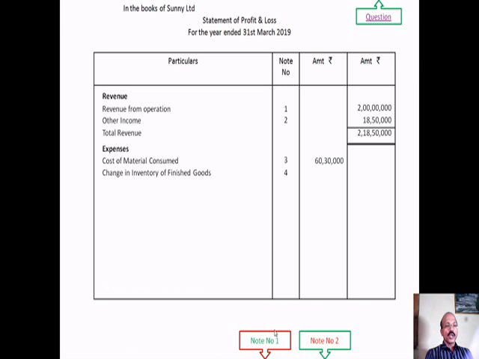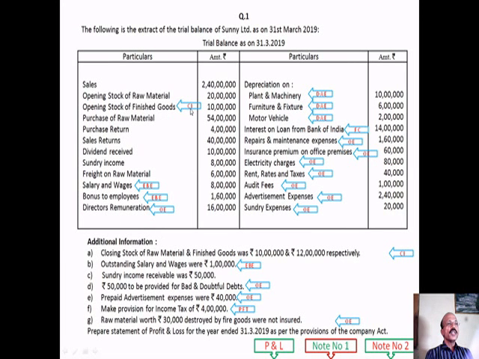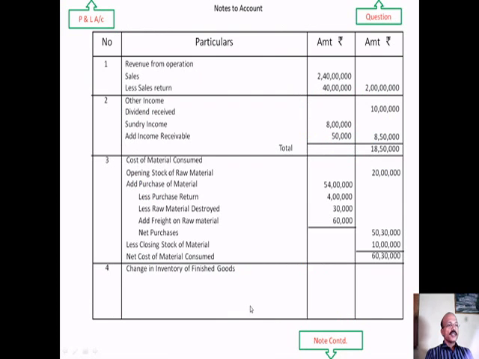We'll prepare working note number 4. So let us prepare working note number 4, change in inventory of finished goods. Let us find out in the question what is the change in inventory. Opening stock of finished goods, and in the adjustment there is a closing stock of finished goods given, 12 lakh, that will be taken care of. So let us take these two items to the working note and charge here.